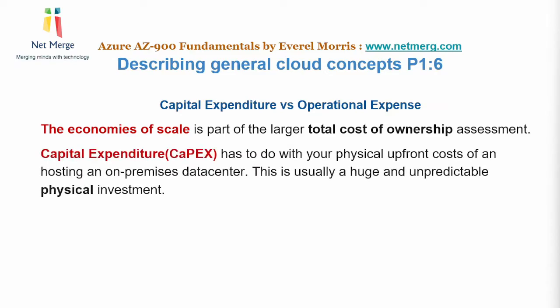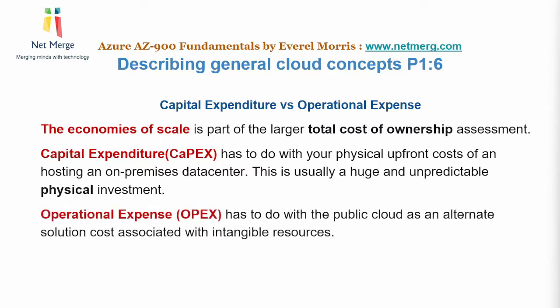Now let's talk about capital expenditure. It has to do with your physical upfront costs for hosting your on-premises data center. This is usually a huge, unpredictable investment that you have to come up with upfront. That is capital expenditure. The alternative is operational expense, which is OPEX, and it has to do with the public cloud as the alternate solution, and costs are mainly associated with intangible resources that you would lease or rent from a cloud service provider. So that's the key difference between CapEx and OPEX.